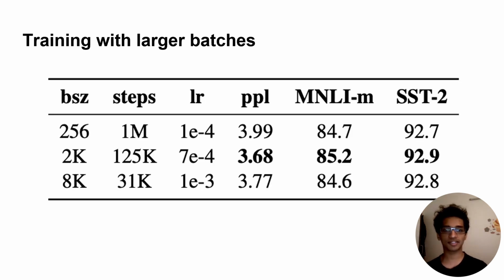This is a table which shows the effects of varying the batch size and the steps on the model. You can see that as we increase the batch sizes from 256 to 2000 and further to 8000, we are getting better results. Actually, the optimum result is achieved when the batch size is 2000 and the step size is 125K. Perplexity, as you can see, for 2000 is the lowest, which is preferable, and we thus conclude that a larger batch size is good for our model.